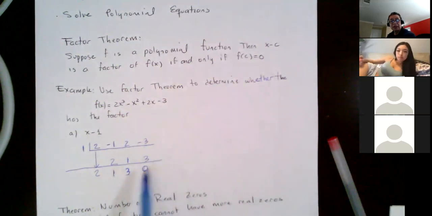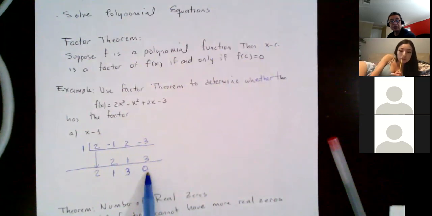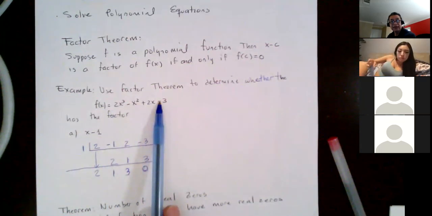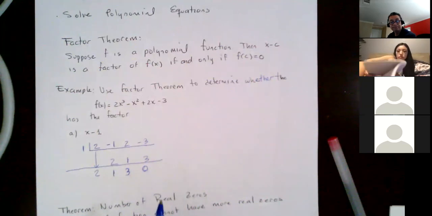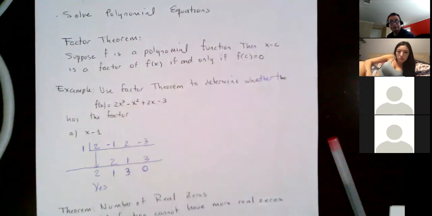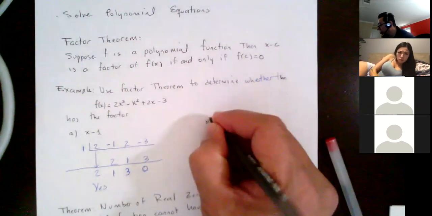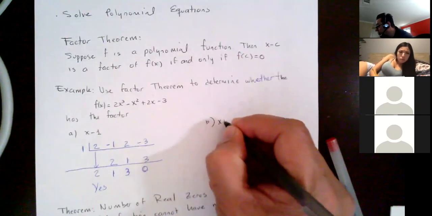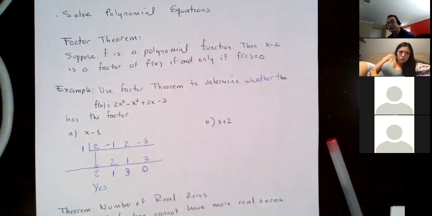Let's finish this problem. This is the remainder, by the way. If we were using long division here, this would be the remainder at the end. If this number is 0, that means that x minus 1 is a factor of f of x. So I'm going to write yes here. All right, so let's try another one. Let me write b here, and let's say that I want to see if x plus 2 is a factor of f of x.